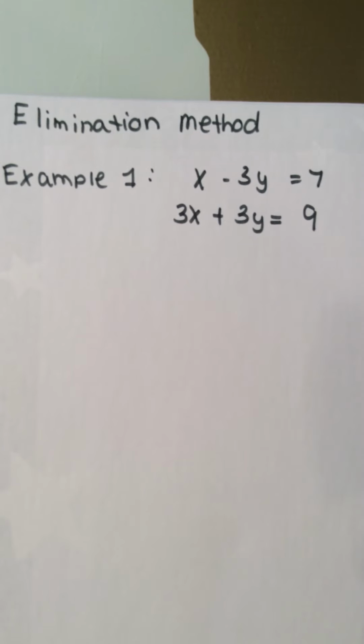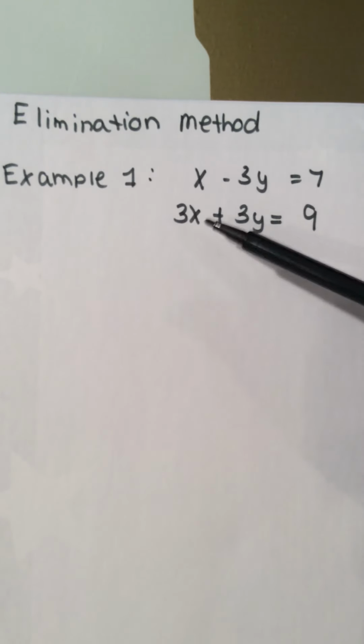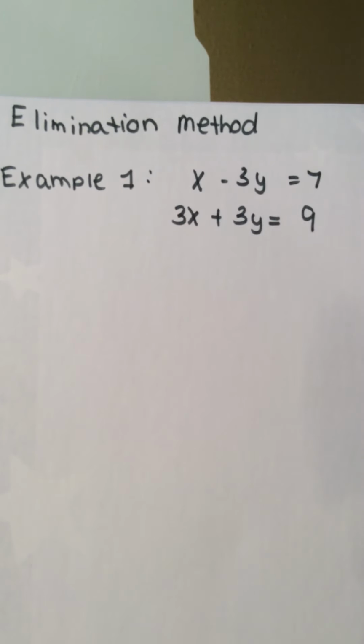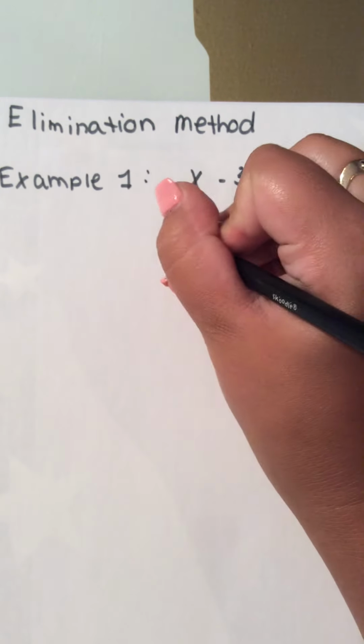Hey guys, so today we're doing the elimination method, and basically what that means is I'm going to eliminate or get rid of one of these variables. So in example 1, I have x minus 3y equals 7, and then 3x plus 3y equals 9. Well, if I look, I have a negative 3 and I have a 3. It doesn't matter which variable you get rid of, so you can get rid of x and then y, or y and then x, whatever you want to do. But here, these 3's, if I add these are actually going to cancel out.